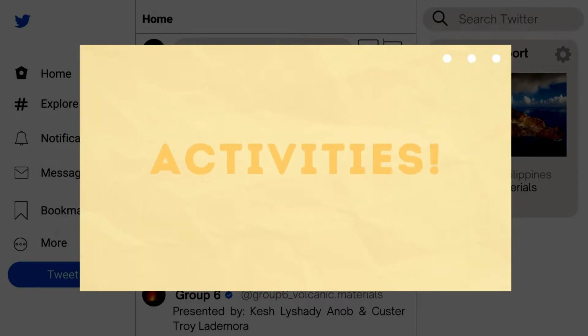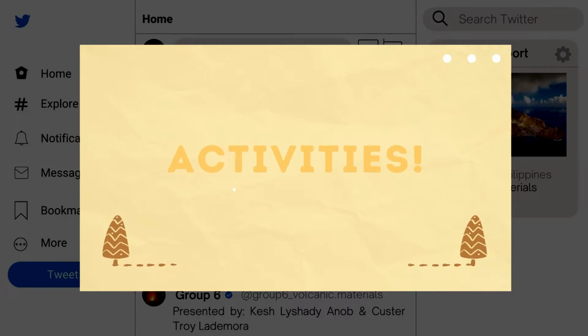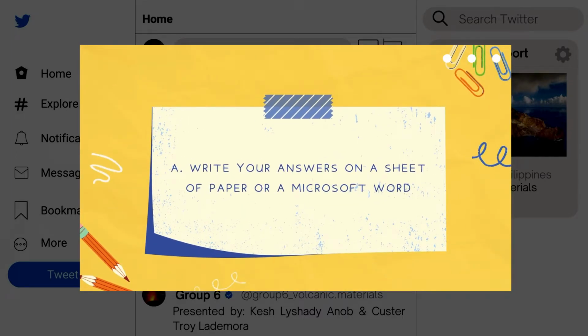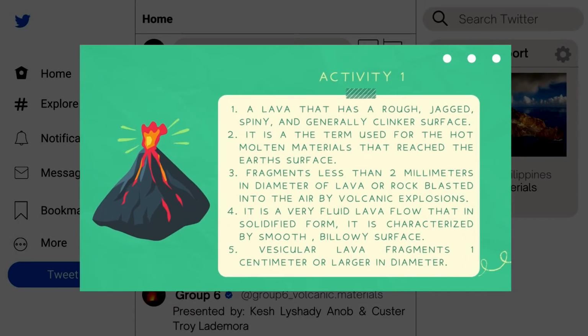For now, let's start with the activity and test what you have learned. Direction: write your answers on a sheet of paper or Microsoft Word. So let's start with the first activity. Number 1. A lava that has a rough, jagged, spiny, and generally clinker surface. Number 2. It is a term used for the hot molten materials that reach the Earth's surface. Number 3. Fragments less than 2 millimeters in diameter of lava or rock blasted into the air by volcanic explosions.